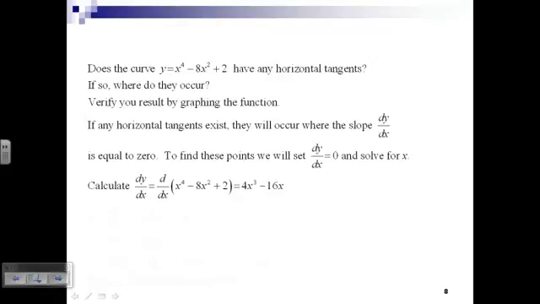Turn to your partner right now and explain where the minus 16x came from.